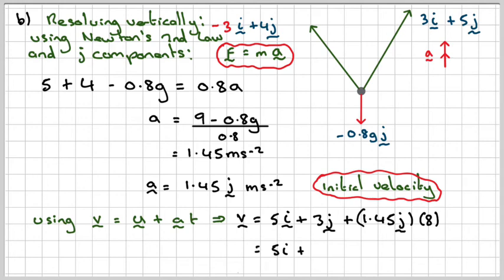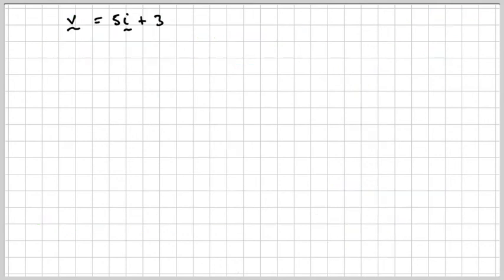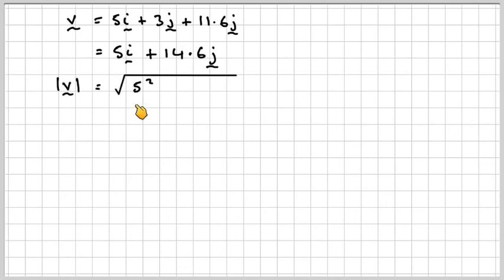So that will give 5i plus 3j plus 11.6j. Let's write that out again. Adding together the j components, that will give 5i plus 14.6j as a vector. We want the magnitude, so that will be the square root of 5 squared plus 14.6 squared, which will give me 15.43, or 15.4 meters per second.